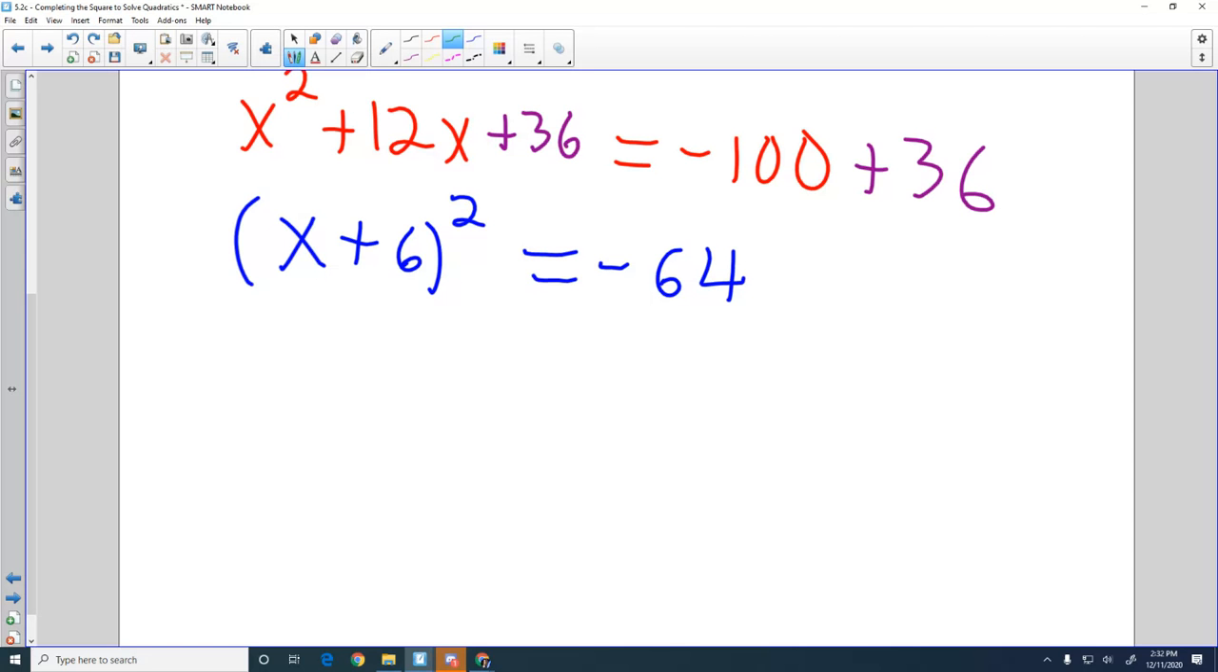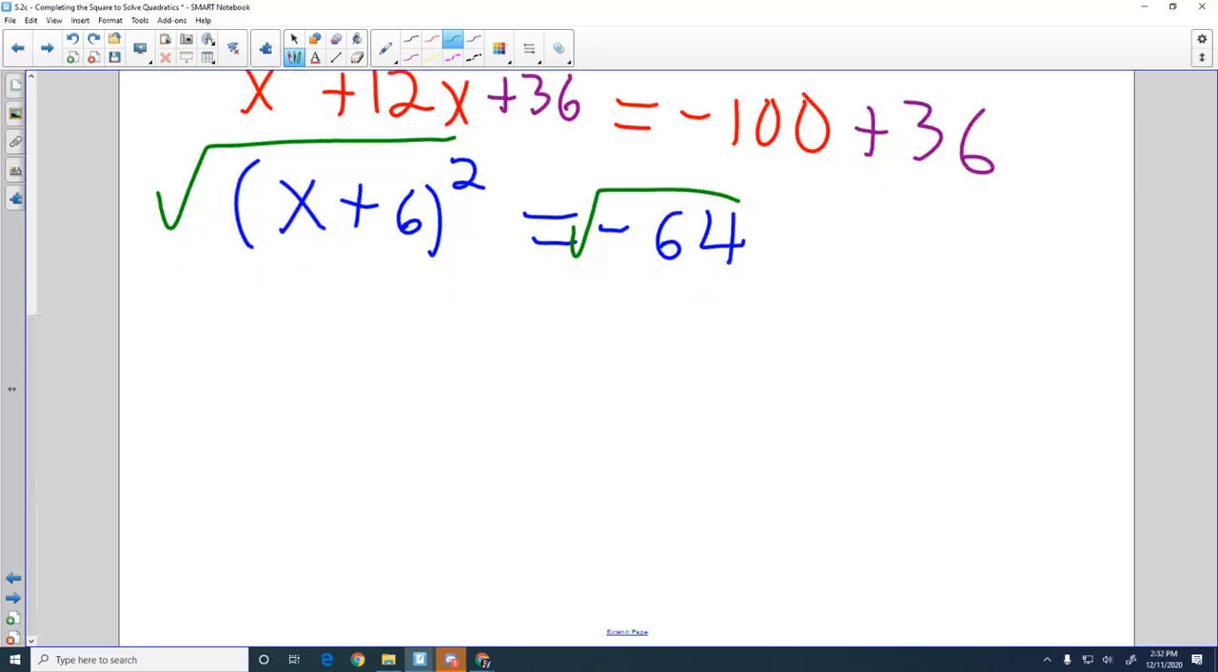The realization is dawning upon everybody. The square root of a negative 1. Square root, square root. So on the left side, we have x plus 6 equals the square root of negative 64, which equals 8i. Plus or minus.